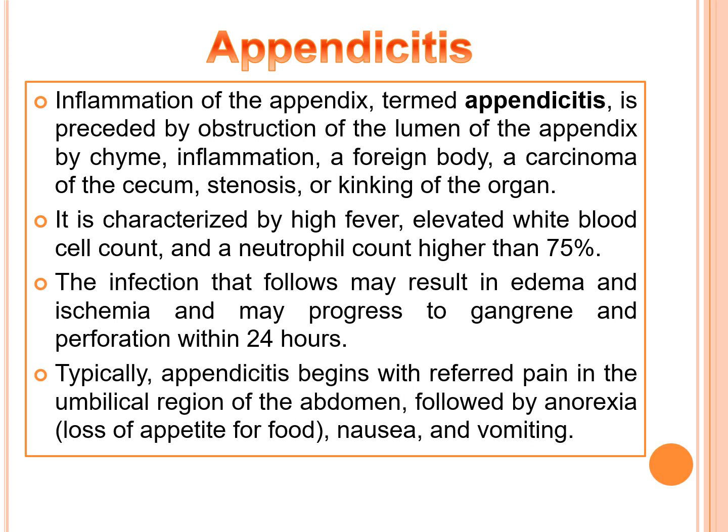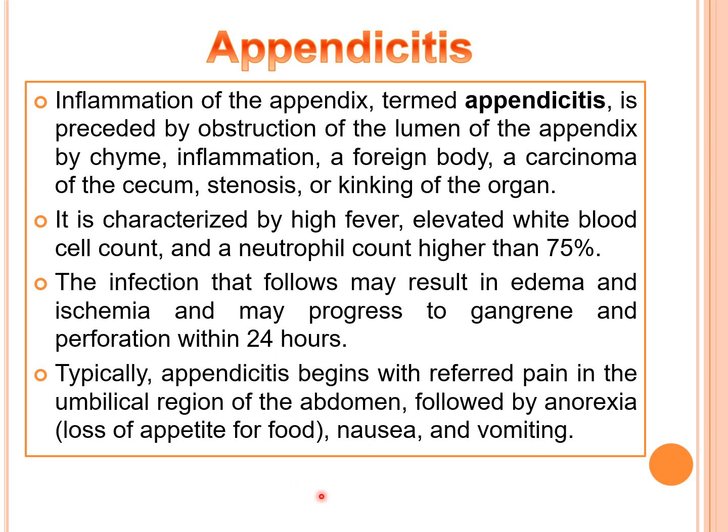Next, coming to appendicitis. As the name indicates, it is inflammation of the appendix. It is preceded by obstruction of the lumen of the appendix by chyme, inflammation, a foreign body, a carcinoma of the cecum, stenosis, or kinking of the organ. Kinking is a sharp twist or curve of the organ. It is characterized by high fever, elevated white blood cell count, and a neutrophil count higher than 75%. The infection that follows may result in edema and ischemia and may progress to gangrene and perforation within 24 hours.